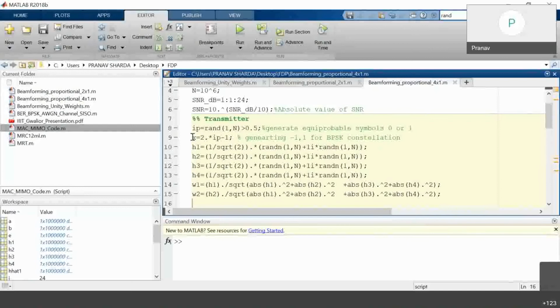So there would be 4 possible cases, and at the receiver side you have to decode those 4 possible symbols: 0 0, 0 1, 1 0, and 1 1.